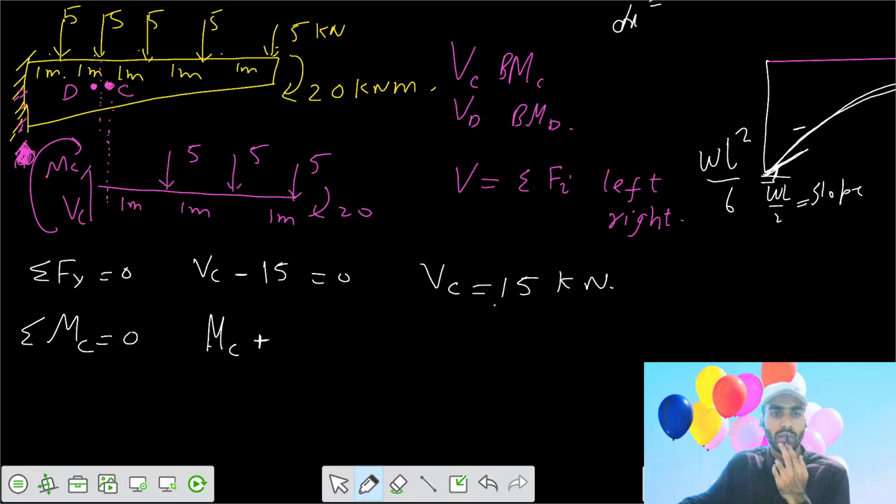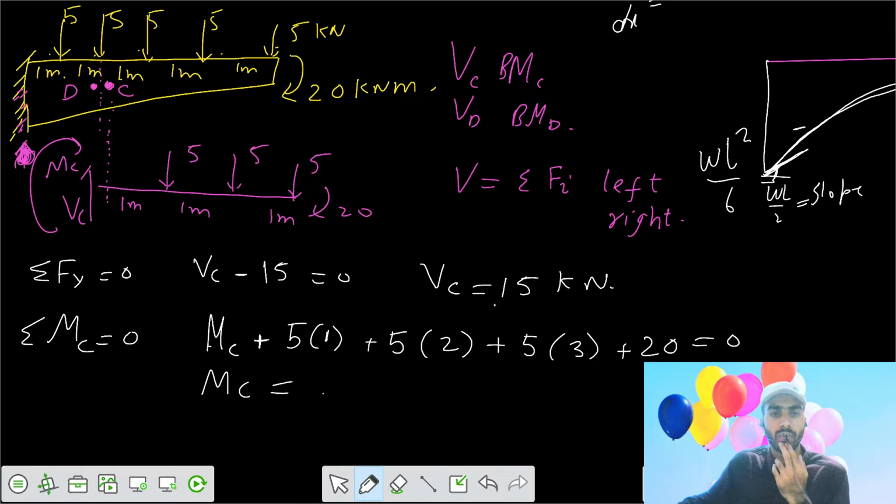So this is 5 into 1, and the next one is 5 into 2 meter, plus 5 into 3 meter, plus 20 clockwise equals 0. So your moment at C equals minus 50 kilonewton meter.